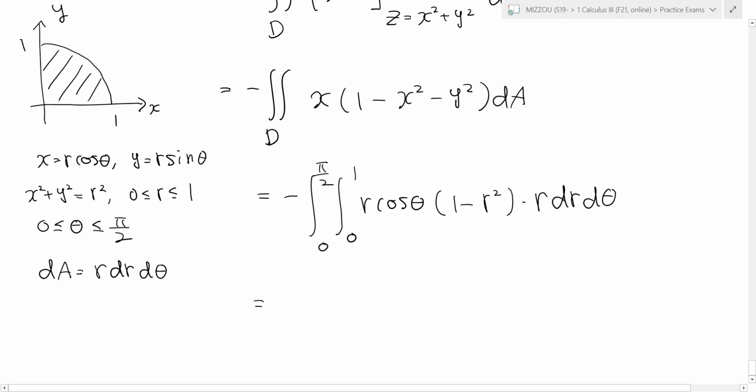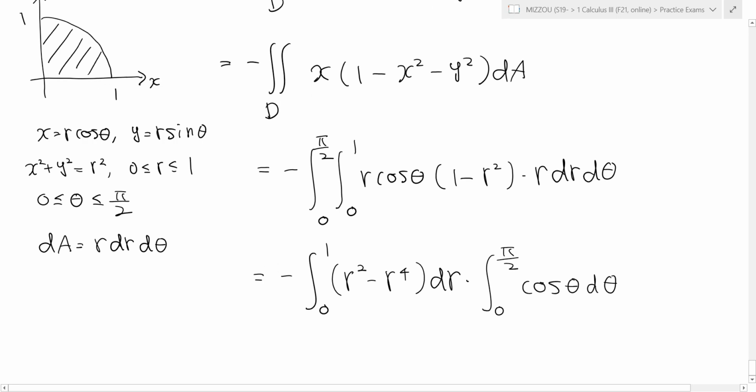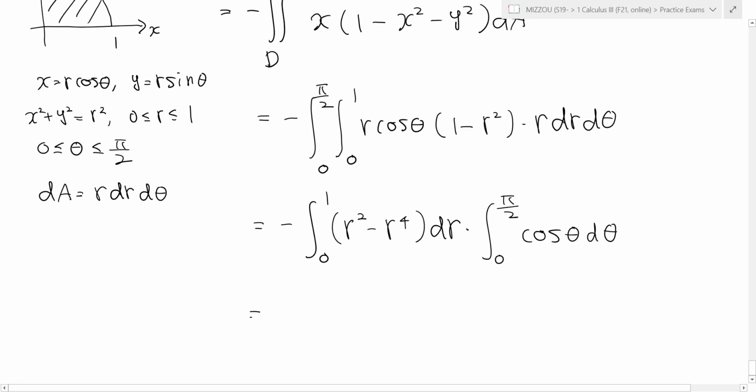And this can be written this way. You can separate the variables: for r, you get r squared minus r to the power 4, and for theta, you get cosine theta d theta. Then if you work this out, you are supposed to get 2 over 15. So that's the answer. Okay, so that's the end of the solution.